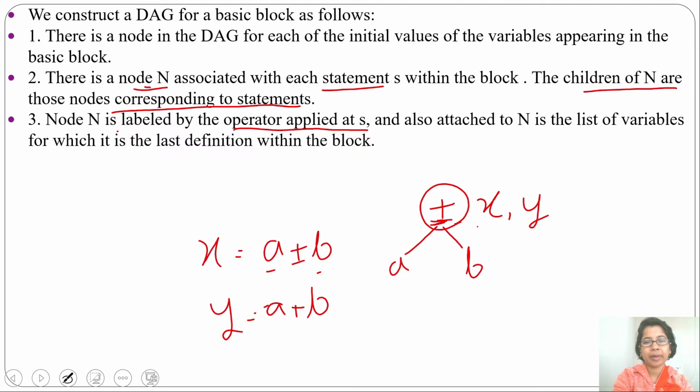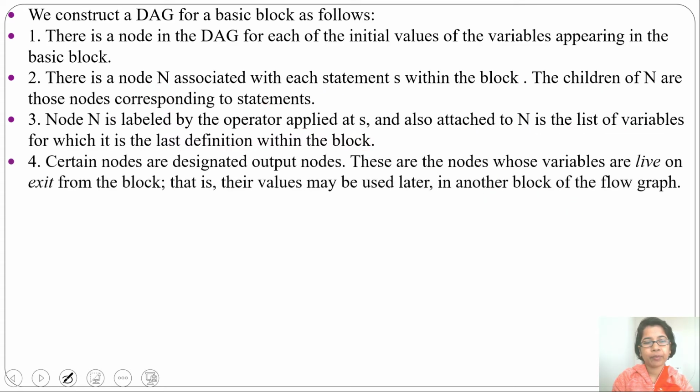Node n is labeled by the operator applied at s, and also attached to n is a list of variables for which it is the last definition within the block. Means we can attach a list of variables as definitions for this node. Next, fourth point: certain nodes are designated output nodes. These are the nodes whose variables are live on exit from the basic block. That is, their value may be used later in another block of the flow graph. We cannot replace or modify these, as these variables are live on exit from the basic block.